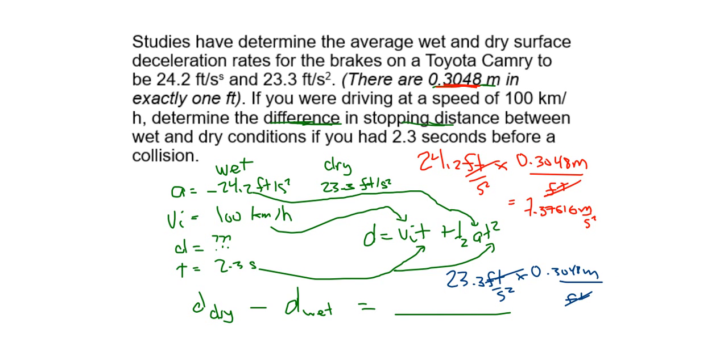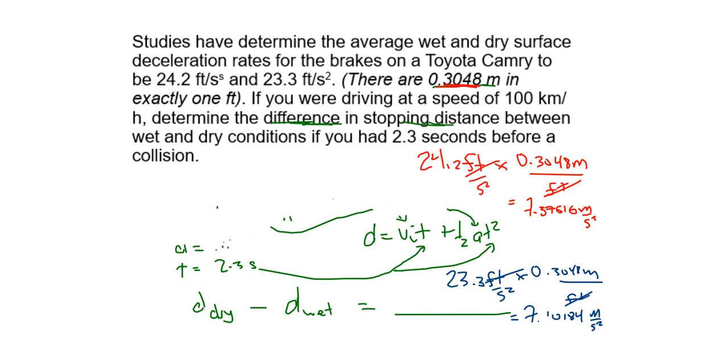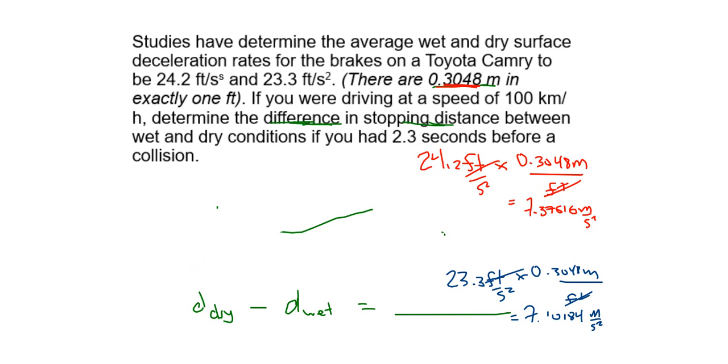Gives me a deceleration rate, because we're slowing down, right? Deceleration of 7.10184 meters per second squared. Right? Honestly, I should probably just erase all of this work I have here, because none of it's any good yet. So let's just save some space. I will save the bottom part here, though.